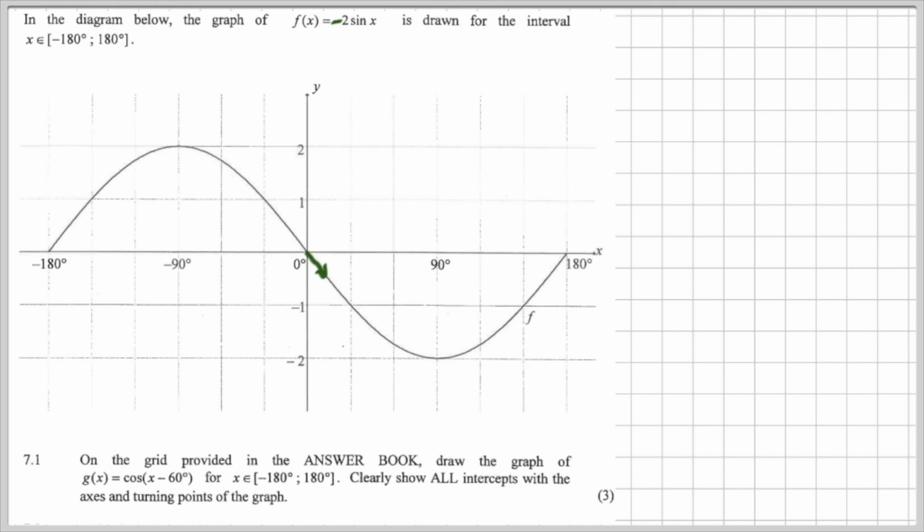Next up, I want to look, what does the 2 mean for the graph? So the 2 is the amplitude. Relating this to the graph, it means the highest point is going to be at 2 and the lowest point is going to be at -2. So that kind of gives me the range of my graph between -2 and +2.